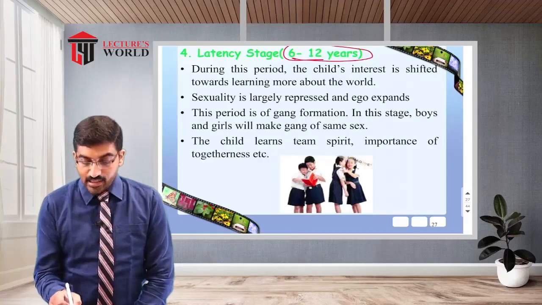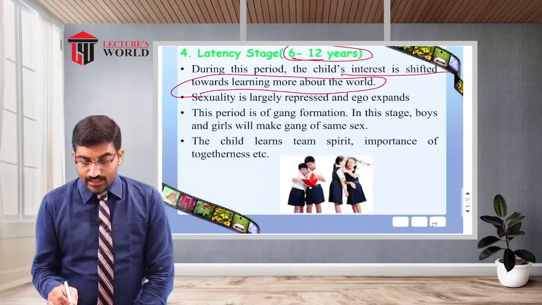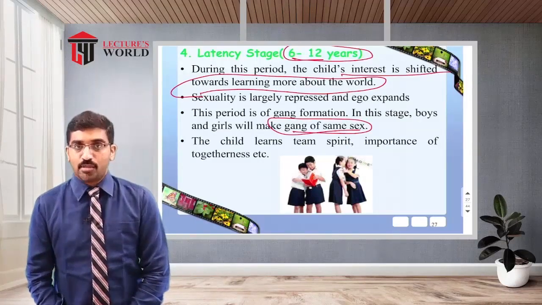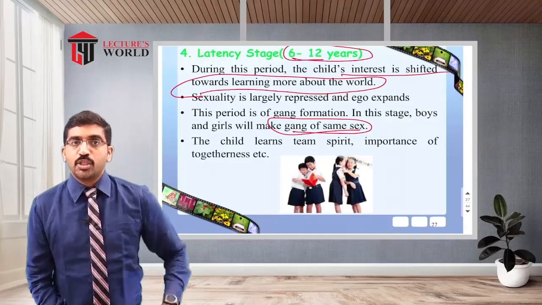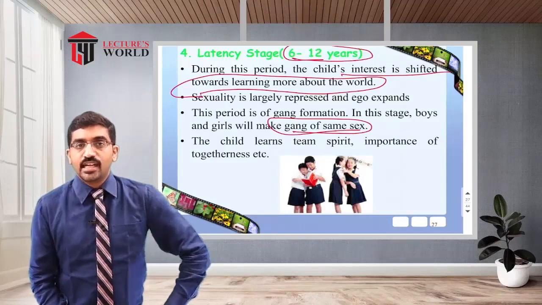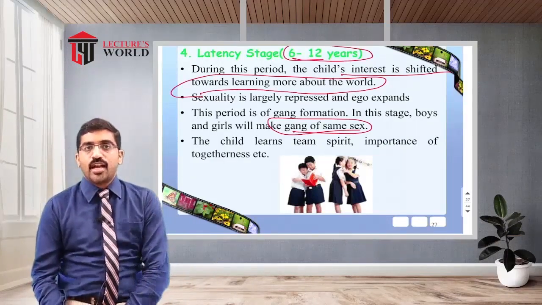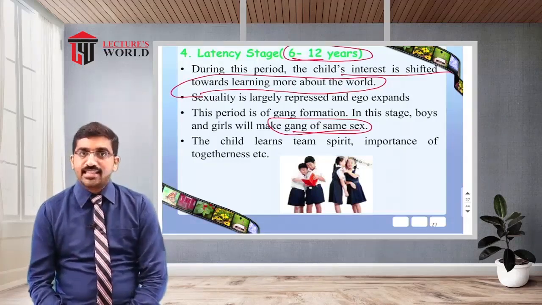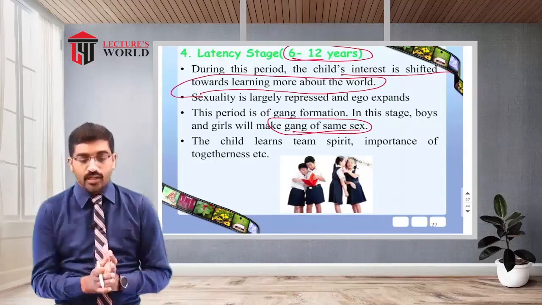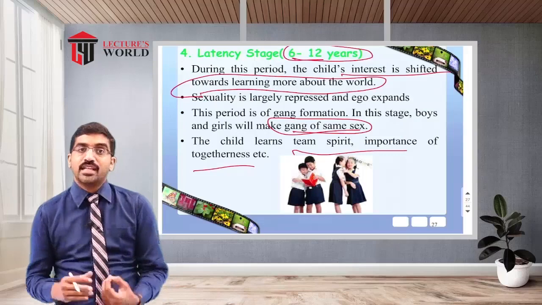The child's interest will be shifted towards learning more about the world. They have same sex groups. They will make a gang of the same sex. Like in the school age group, you can see boys will sit together with boys, girls will sit together with girls, but not necessarily these days. They all go for co-education, and they do not follow this, but generally speaking, in the latency stage their interest will be toward one particular group only. They will learn team spirit and togetherness.